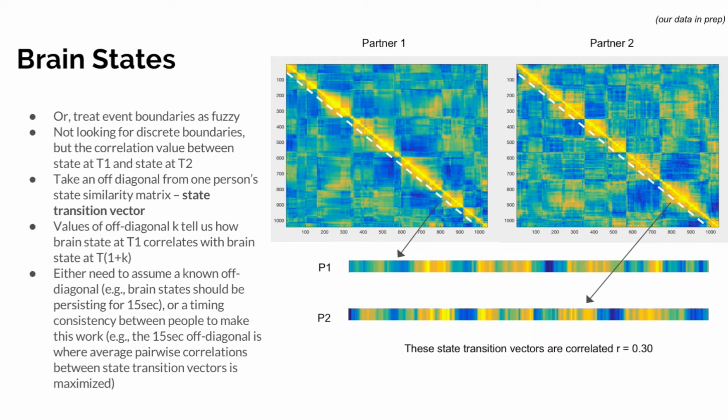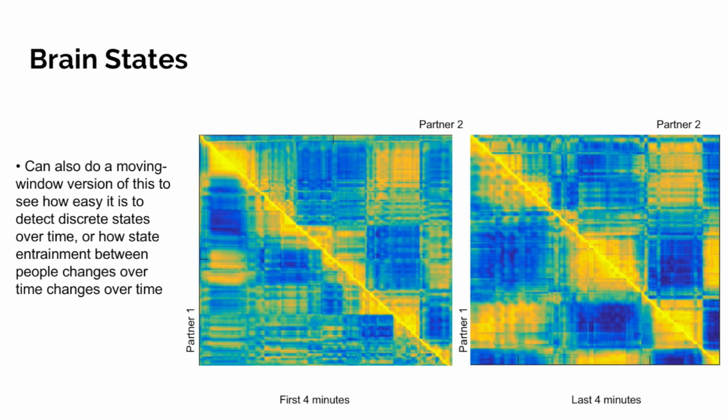No matter which way you do it, the discrete treatment or continuous treatment, you can look at brain state dynamics over time. You can look at changes in time. You can do a moving window version of this to see how easy it is to detect states, say at the first 4 minutes of a social interaction versus the last 4 minutes. And so you can essentially treat your state dynamics data like you would think about your neural synchrony data. You're just on a two-dimensional representation of your data instead of one-dimensional.